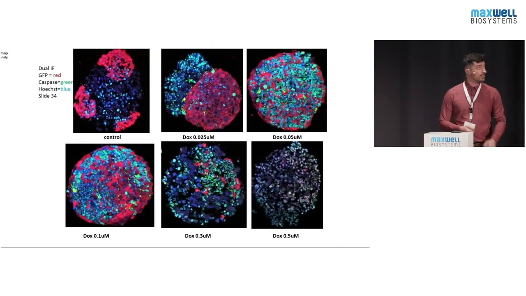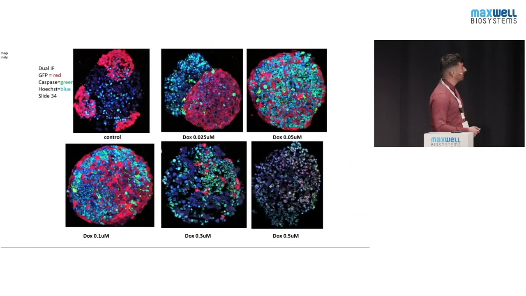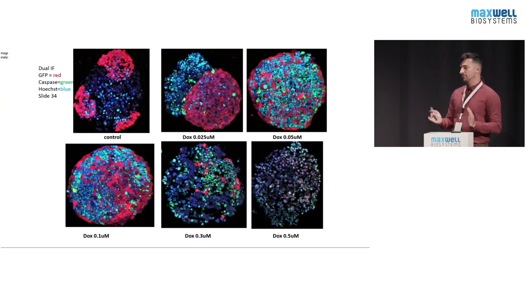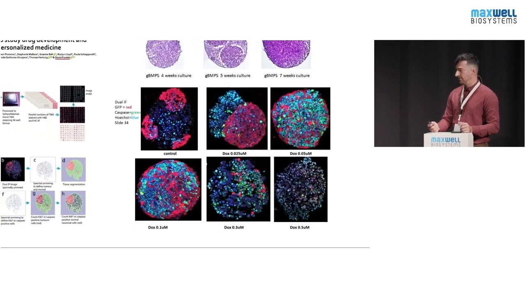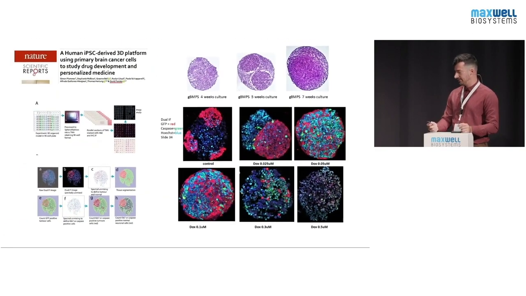This is just an example. Here we have doxorubicin, a chemotherapy drug, and you can see the tumor. At higher concentrations, you can see how the tumor is disappearing as we increase the concentration. This is really interesting because we also have the healthy tissue, so we can establish the adequate dose for the treatment.